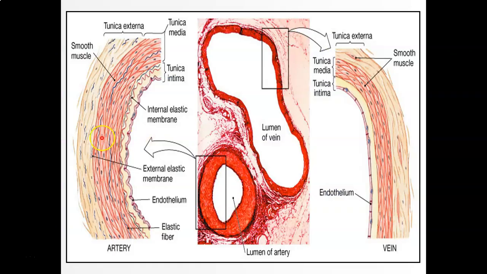Have a look here. This is the intima here, and this is the internal elastic lamina. While here, the intima is present without internal elastic lamina. No internal elastic lamina. Here you will find elastic fibers appear in blue color, but here few or no elastic fibers in the intima. Okay.